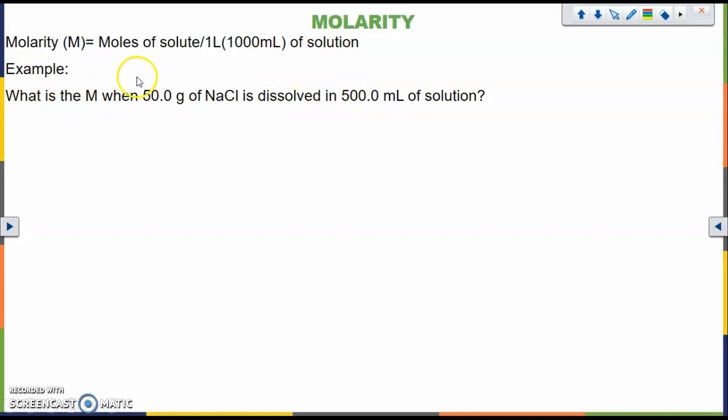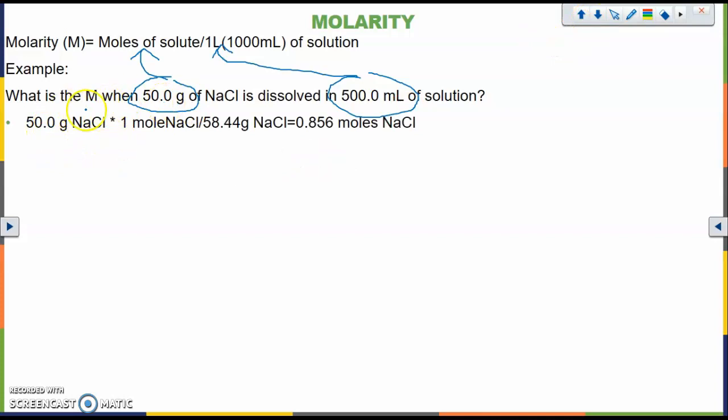What is the molarity when 50 grams of sodium chloride is dissolved in 500 mils of solution? So we have a couple problems here. Again, note that molarity is moles of solute over 1 liter of solution. We need to convert this mils into liters. We also need to convert this into moles. This we have done in stoichiometry. This we have done in metric system conversions. I hope that you remember those, otherwise you're going to be in deep trouble with this module.